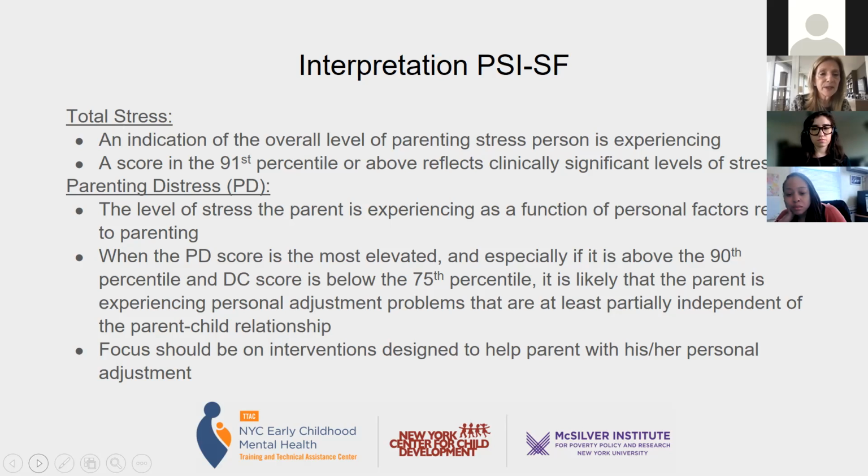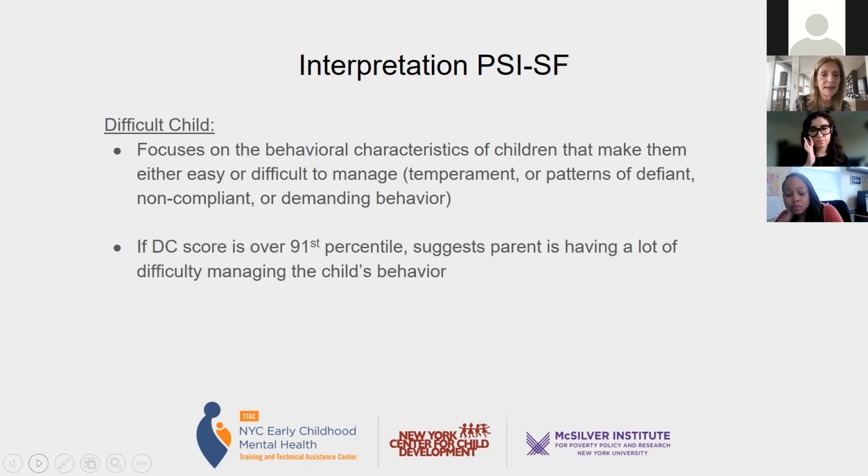When the parenting distress score is the most elevated, and especially if it's above the 90th percentile, and if the difficult child score is below the 75th percentile, so again, the parent personal distress is high and the difficult child is not high, then the authors suggest that we're probably seeing a parent who's experiencing more personal stress that's not related to the child, and the focus should be on interventions designed to help the parent with his or her personal adjustment. Go ahead.